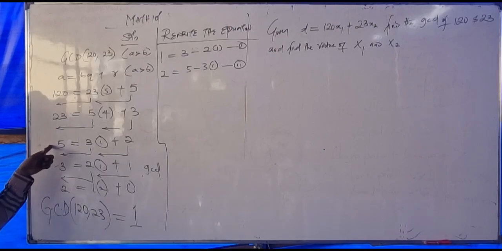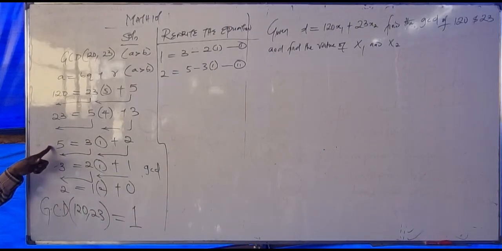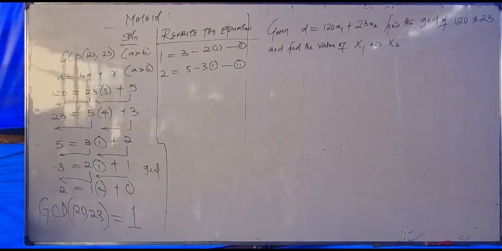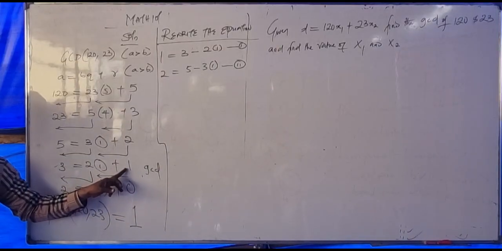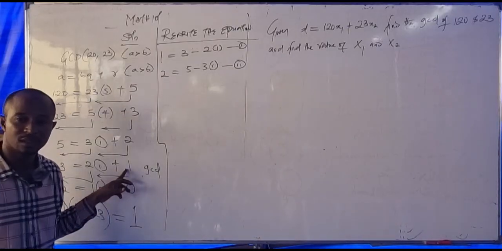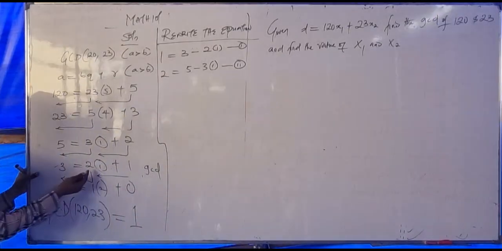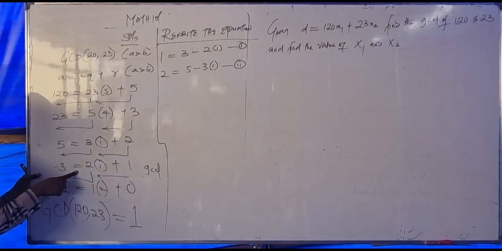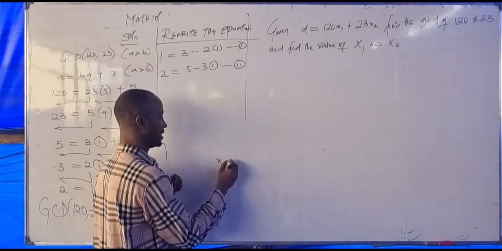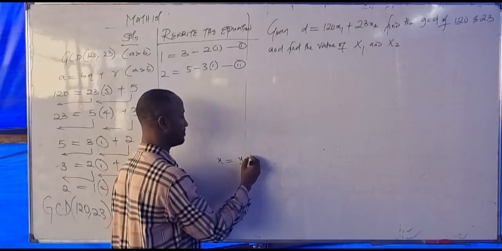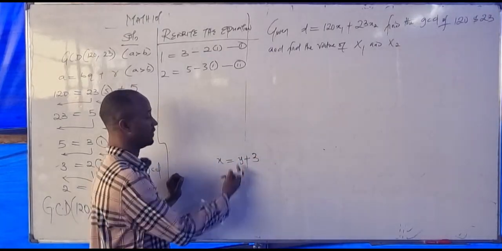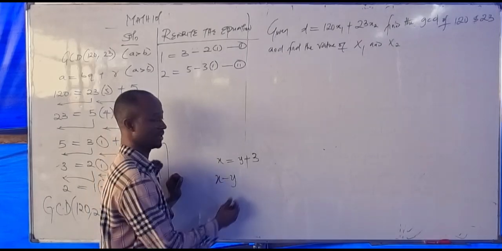Who is not following? Let me see hand up. From where? From here. We are rewriting the equation starting from the GCD. This is our GCD. It means I'll make 1 the subject of the formula. Watch. When you move a positive number across an equal sign, the sign will change. In mathematics, if I have x equals y minus 3 or y plus 3, when I move this y, it becomes x minus y equals.